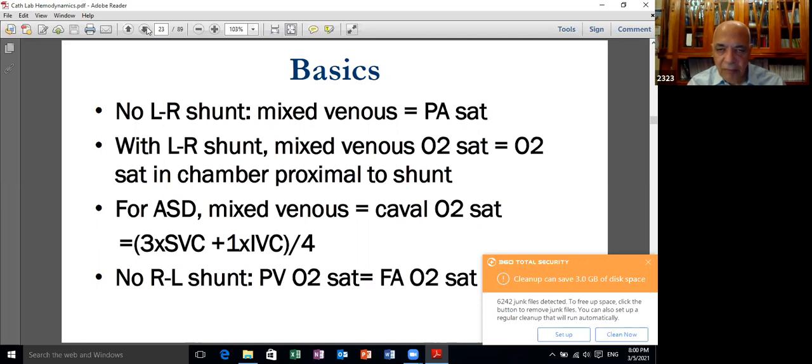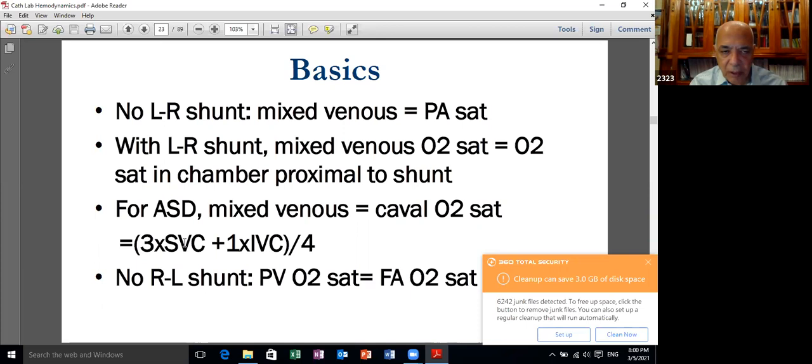If you are talking about VSD, the mixed oxygen saturation will be in the right atrium. What about an atrial septal defect? Here you have to make a calculation. You have to give 3 times the weight for the superior vena cava and 1 time the weight for the inferior vena cava. The reason for that is the short circulation time to the upper segment of the body; the blood goes rapidly from the superior vena cava territory, so you multiply it by 3, and the inferior vena cava by 1, divided by 4.